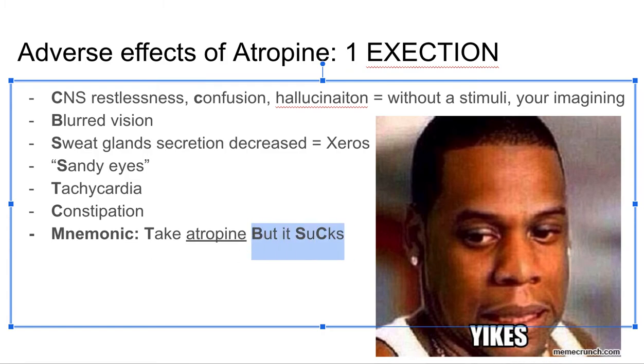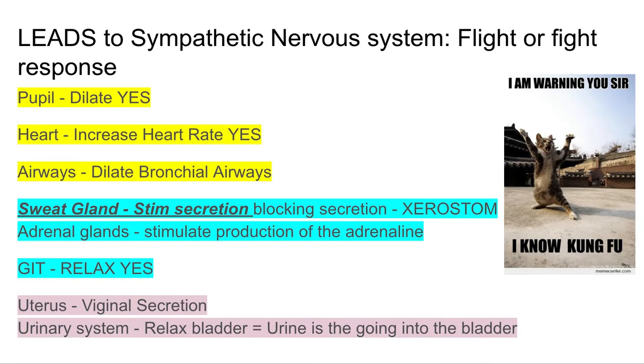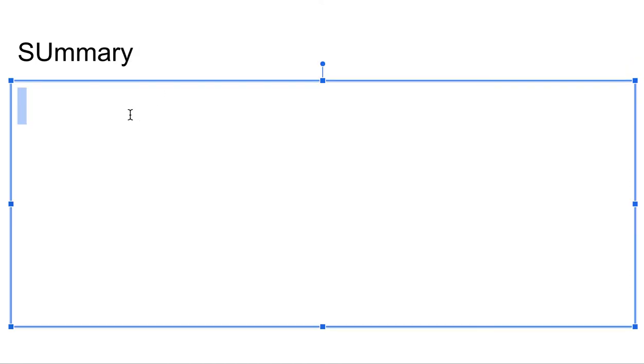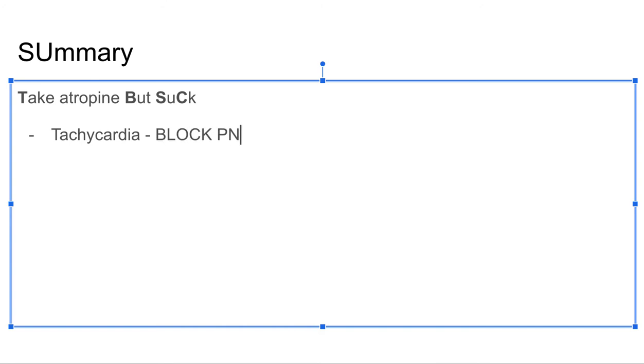And yeah, just to give you guys a quick summary, take atropine, but it sucks. So yeah, take atropine, but it sucks. Just to give you guys a quick recap. T as in tachycardia. Why? Because you're activating sympathetic, blocking PNS, activating SNS, which means increased heart rate.